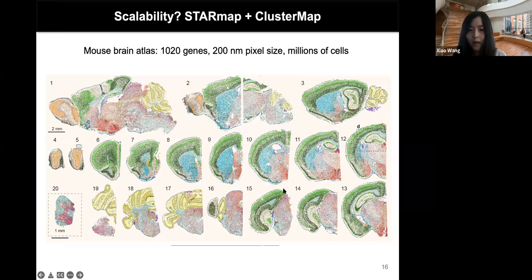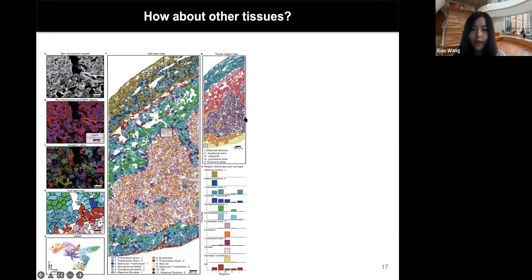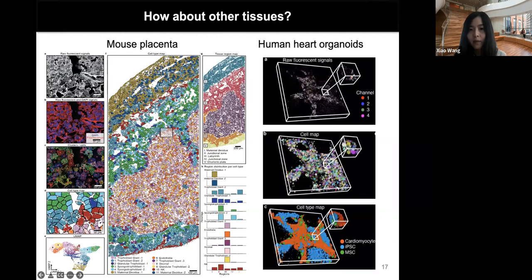And we can also do this in other organs and species as well. Shown here is one example of mouse placenta. And this is also applicable to thick tissues with 3D structures, like human heart organoids. This is the demonstration we have done so far.